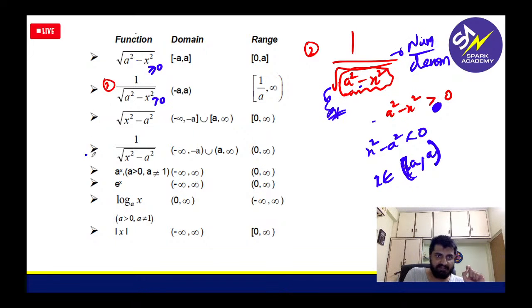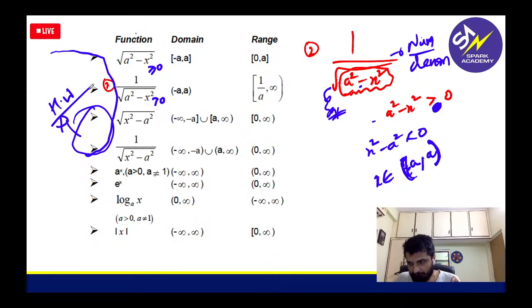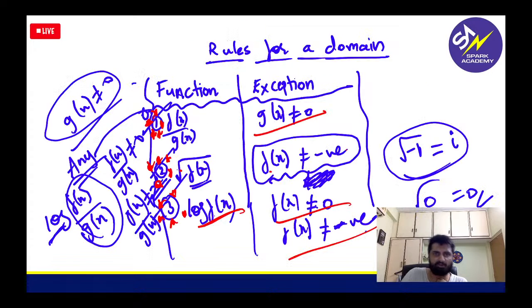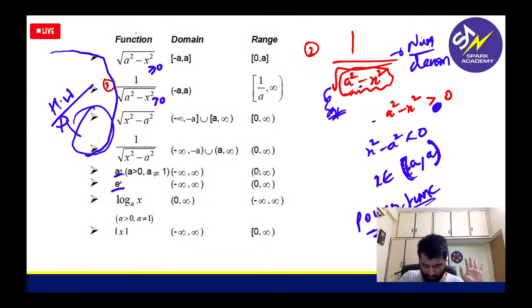This third and fourth, I want you to do as homework. Okay. Now we will talk about these two. Power functions, any power function, there is no exception, right? Look at this. In our rules, we only discuss numerator, denominator, square root, and log. Any other function, that means it's real only.